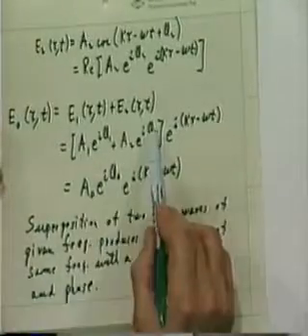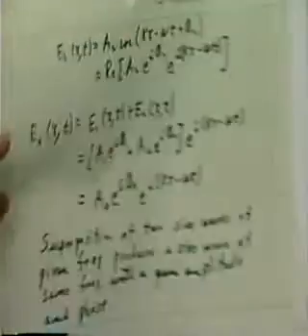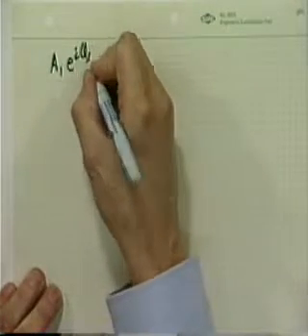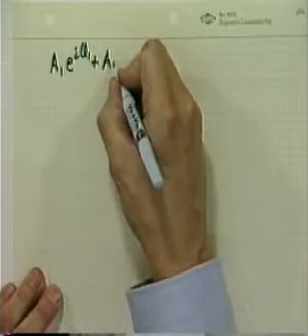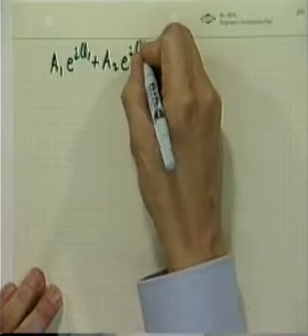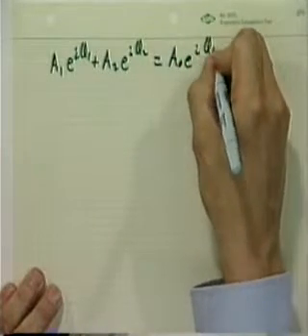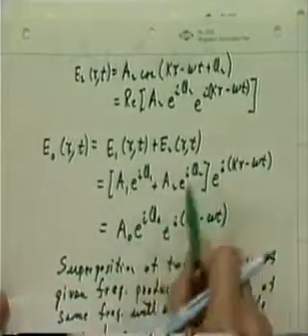So we go back here and say, well, this here is equal to this. And so we would have A1 e to the i phi 1 plus A2 e to the i phi 2 is equal to A naught e to the i phi naught. I mean, that's what we said here. We just set these equal.